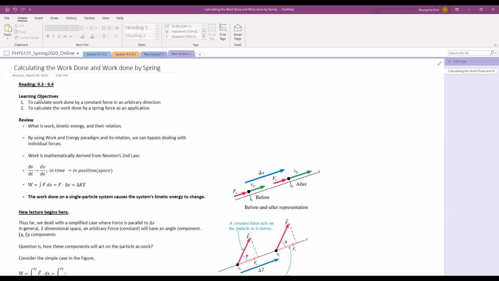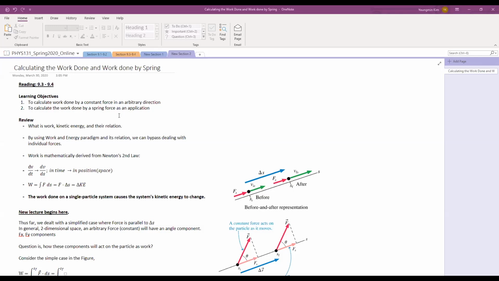Number 1, we will learn how to calculate work done by a constant force in an arbitrary direction. In the previous lecture, we learned to calculate work done when the force and the displacement were in parallel. And today, we will learn a new expression of dealing with a displacement and the forces that have arbitrary directions, so the angle will be involved. And number 2, we learn how to calculate the work done by a spring as an application.